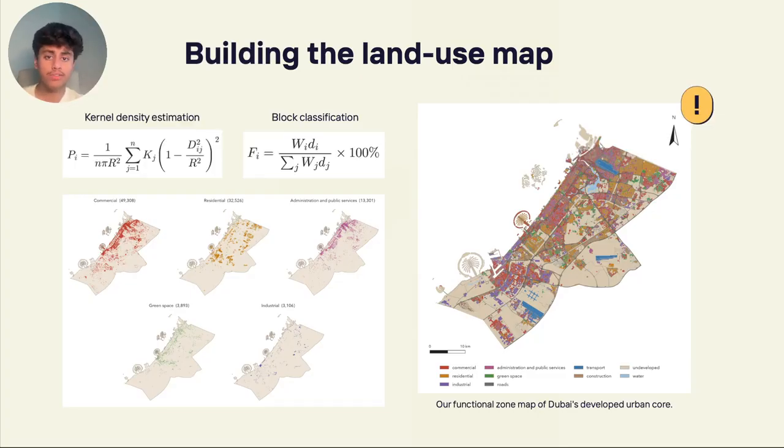We then took points of interest, which are the 5 maps below, and applied the kernel density estimation and block classification formulas shown above to assign each block a land use. A point of interest is only a dot, so we used a kernel density estimation technique to spread each one into a smooth surface of influence that fades out over about a kilometer. Each block then takes whichever use dominates its own surface, producing the functional zone map on the right.